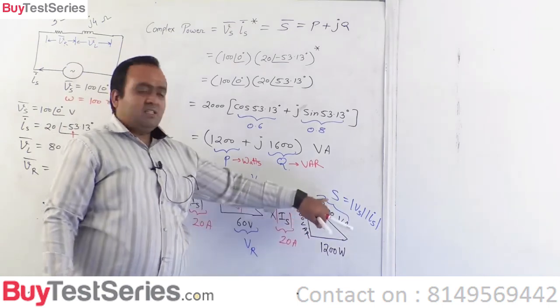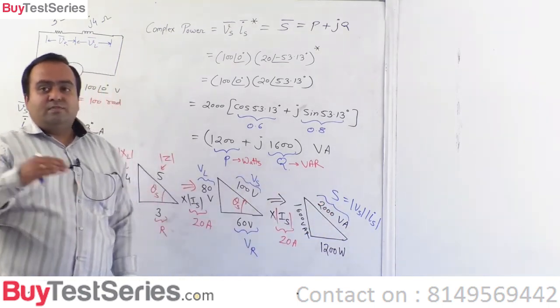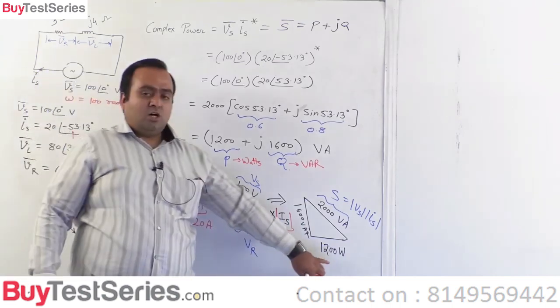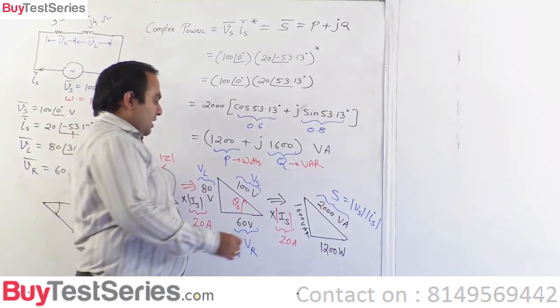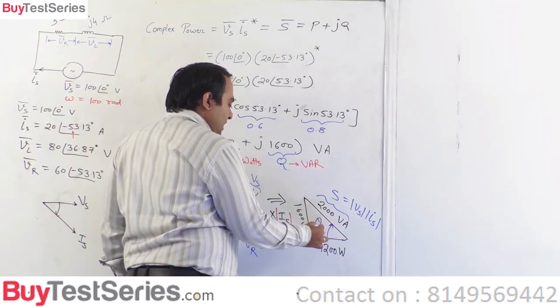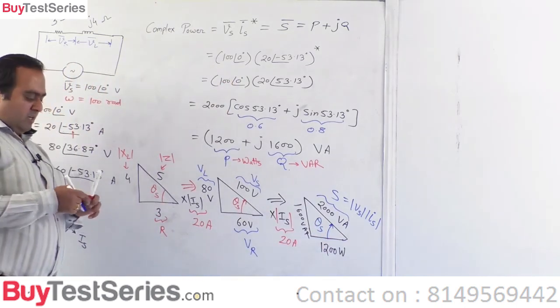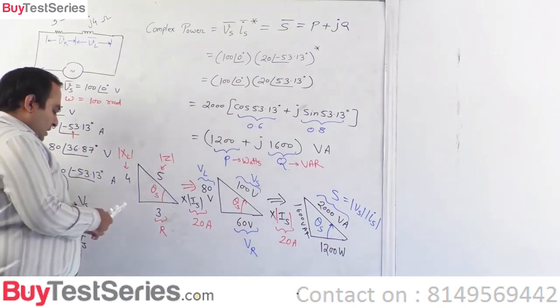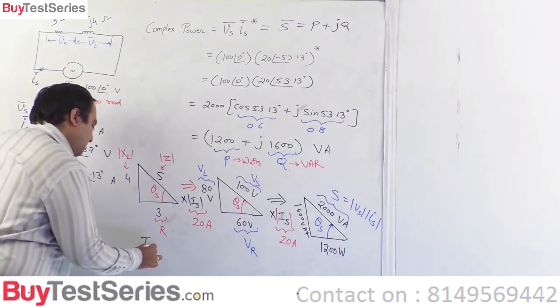Dimensionally these three powers are the same. They are simply voltage multiplied by current, but just to differentiate, we express one in watts, another in VAR, and the resultant in volt amperes. Again, this angle does not change because this is theta S. Is this okay? So we call this the impedance angle. This is the impedance angle.